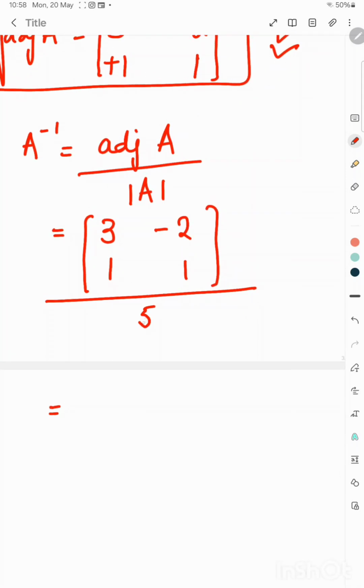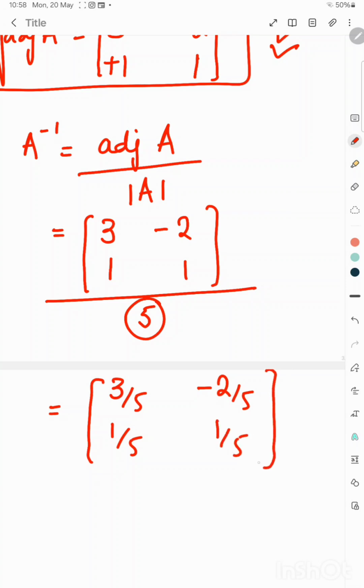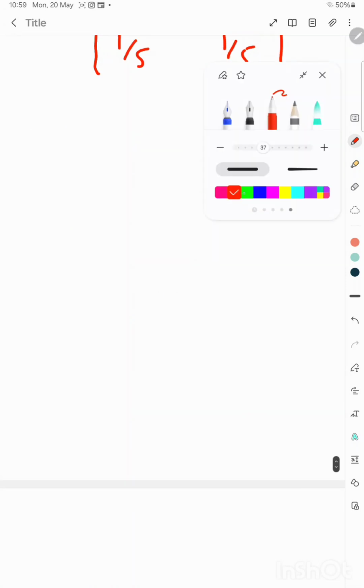So student, here I will just divide all these terms by 5. As you can see, 3 will be divided by 5, minus 2 will be divided by 5, 1 will be divided by 5 and 1 will be divided by 5. So here I get the answer for A inverse of the 2 cross 2 matrix, in the form of a single matrix. So student, I hope you understand how we find the inverse of a 2 cross 2 matrix.